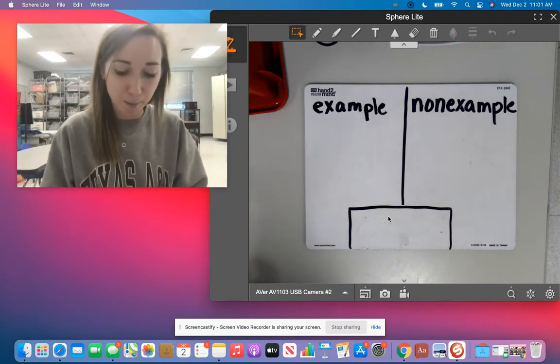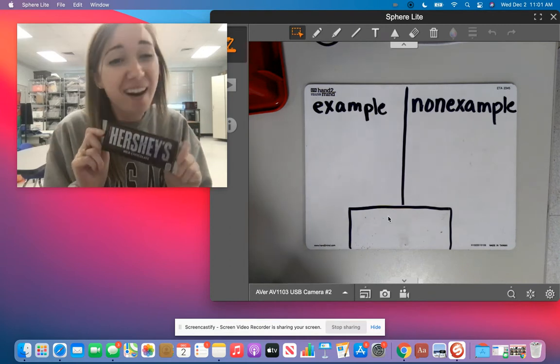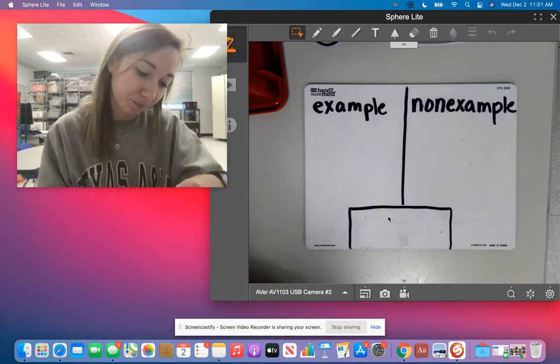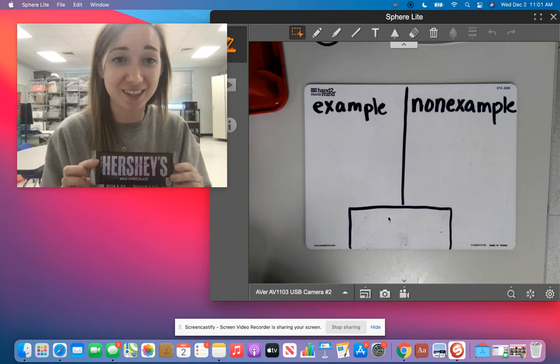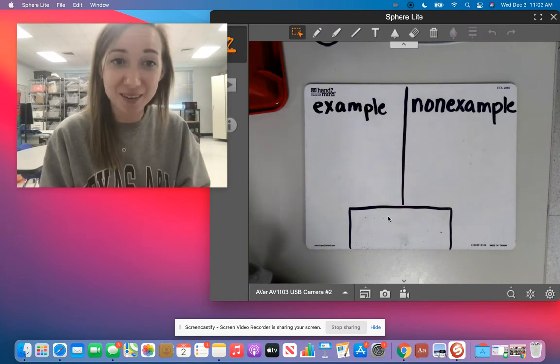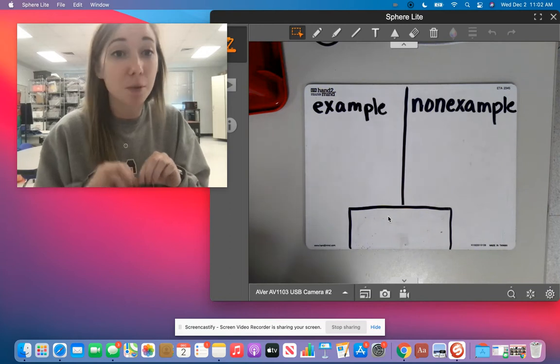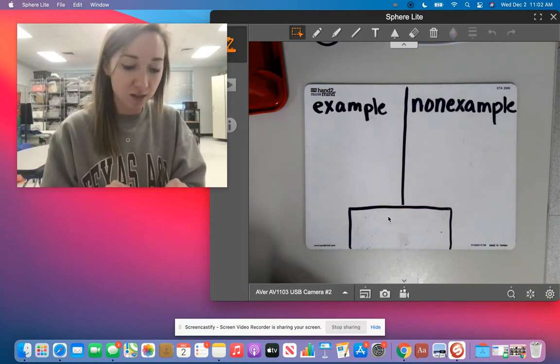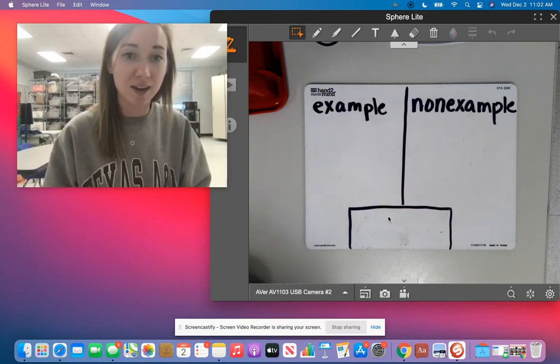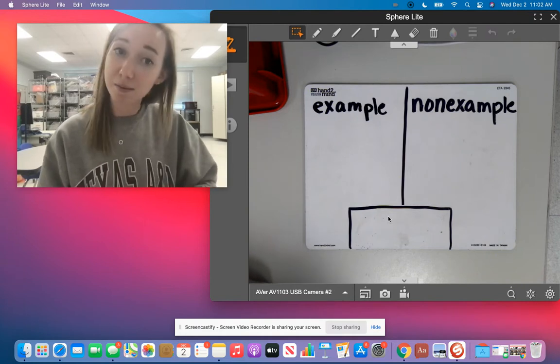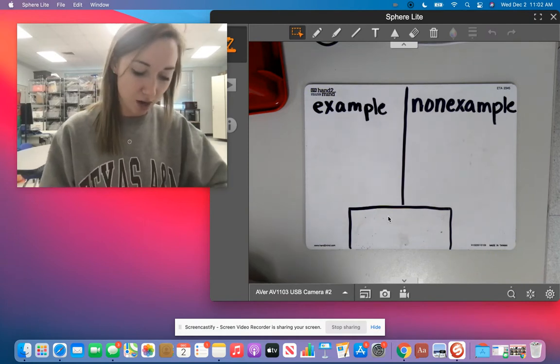And this chocolate, I'll just tell you a secret, it's pretty old. So I'm not going to be eating this chocolate. I just checked the date. I will definitely not be eating this chocolate. But I am going to be cutting it and partitioning it into fractions so that we can then decide if it is an example of that fraction or a non-example of that fraction.